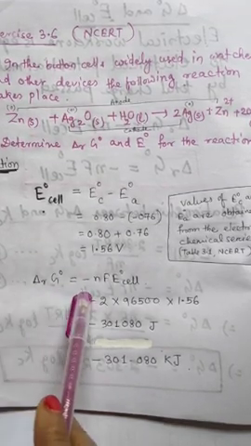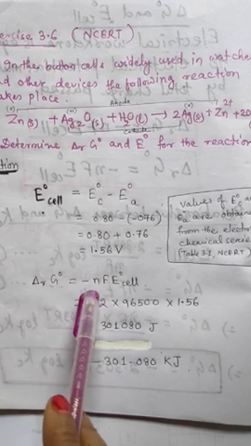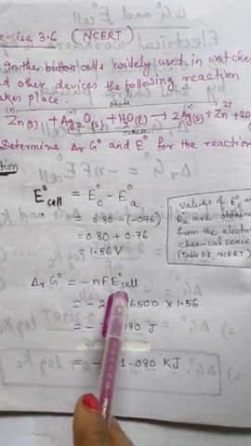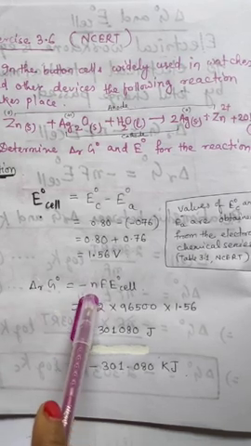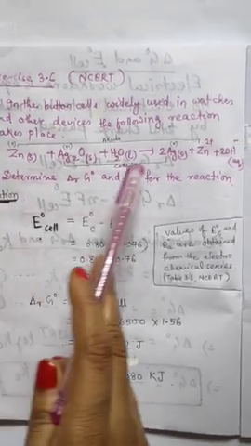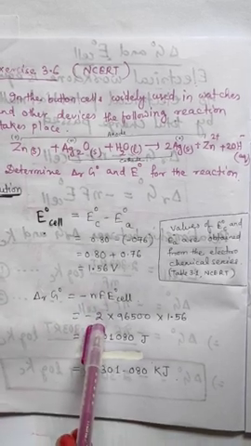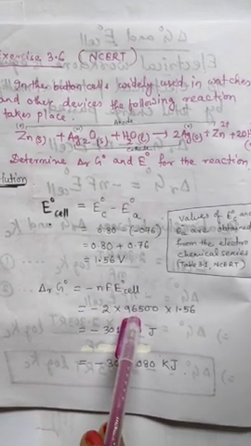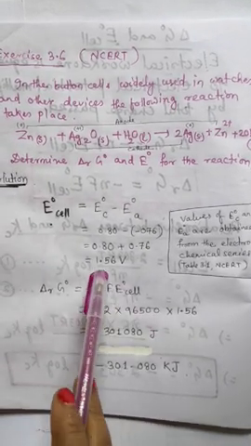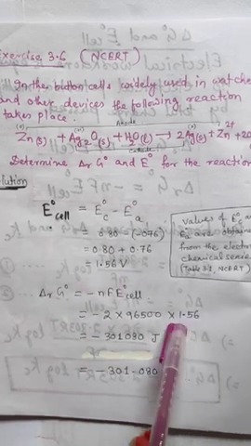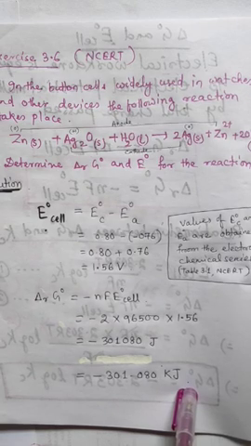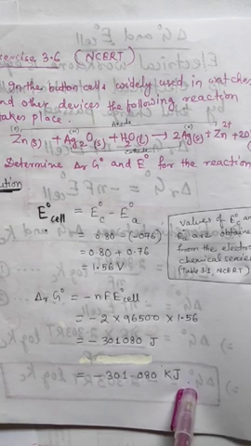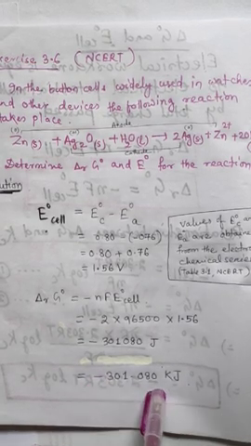The next step is to find the standard free energy change. We write the formula delta rG naught is equal to minus NF E naught cell, and here we put in the value of N. As you can see from the balanced equation, the number of electrons is 2. The Faraday constant value is 96500, and E naught cell we have already calculated. We put it in and solve it. Then this is the value of the standard free energy change, and you will observe that a minus sign is there.